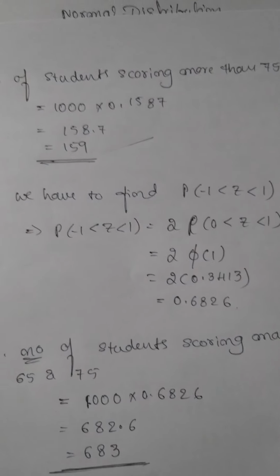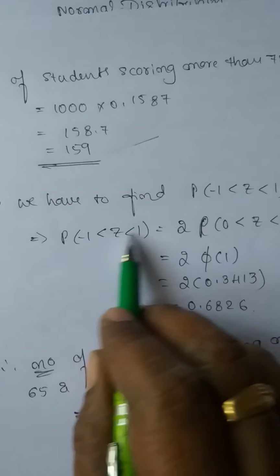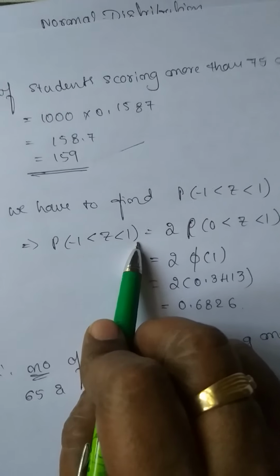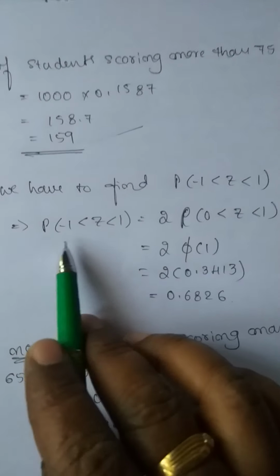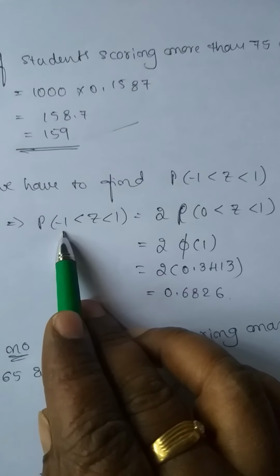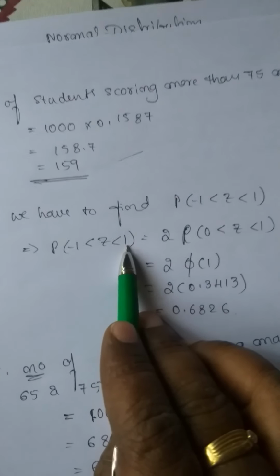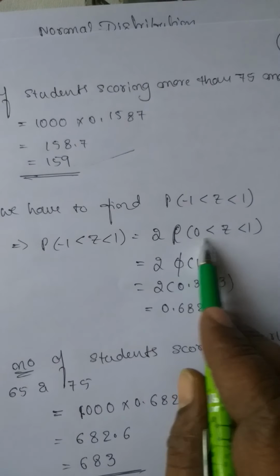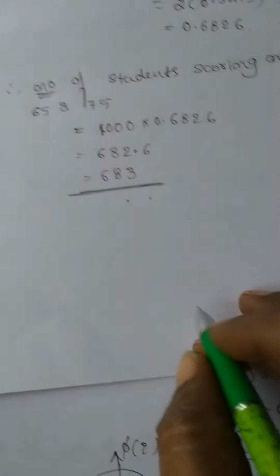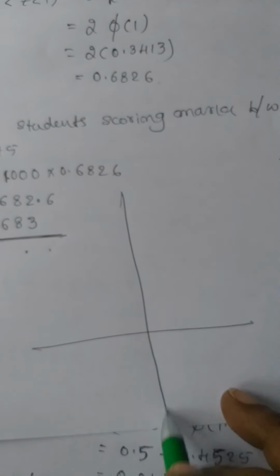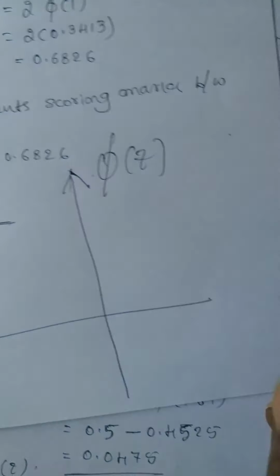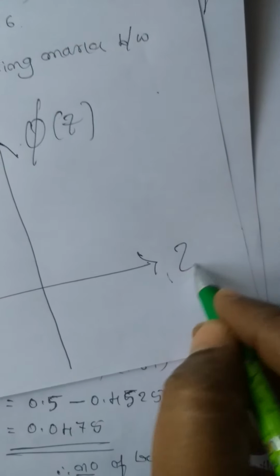And the third one, I have to calculate the number of students who got marks between 65 and 75. Between 65 and 75. See, at 65, z is minus 1, which we have already calculated. 75 means it's 1. Now I have to calculate where Z lies between minus 1 and 1. So this is the same as writing 2 times P of z lies between 0 and 1. If I want to go with the figure, I can go like this. This I can write as phi of z, and this one I can write as z.